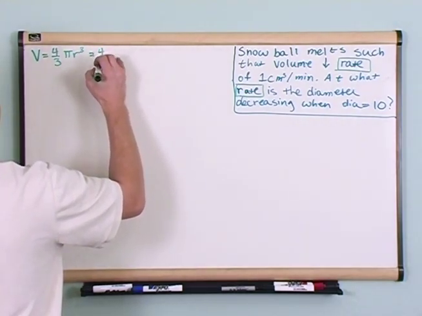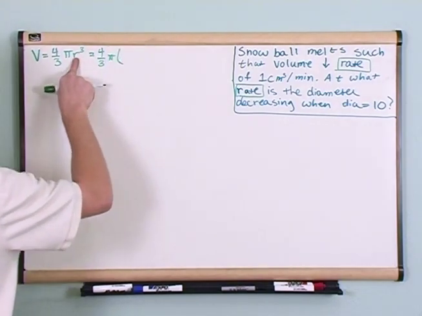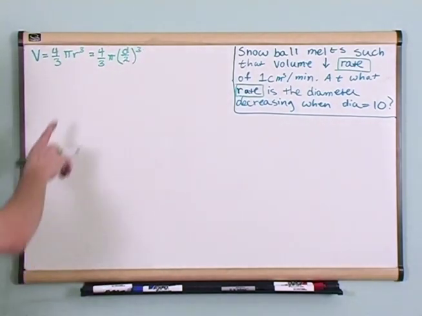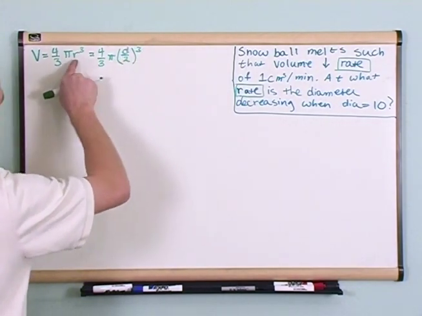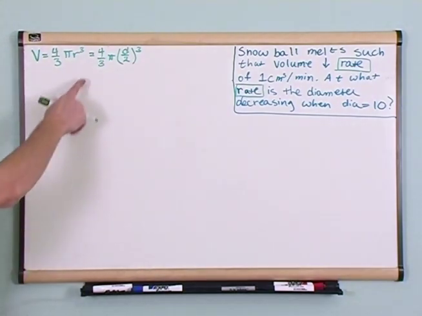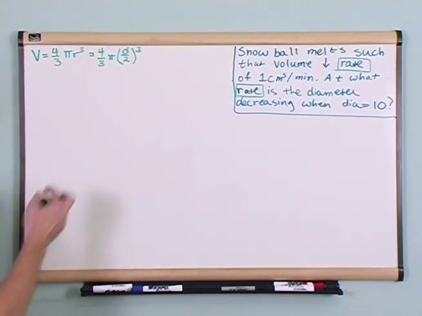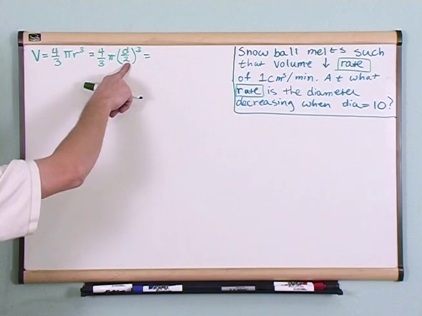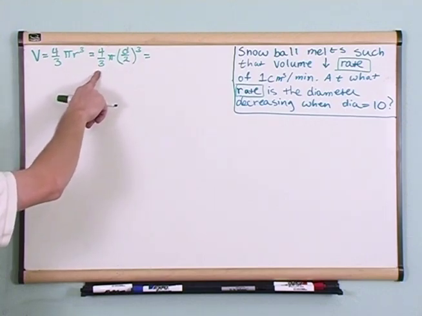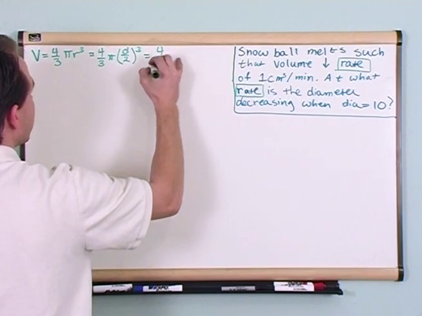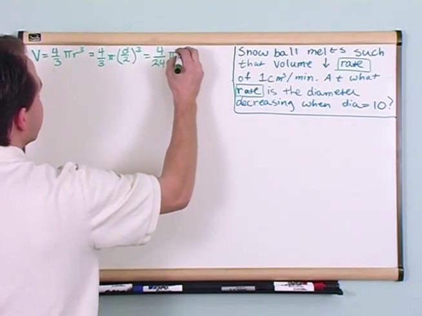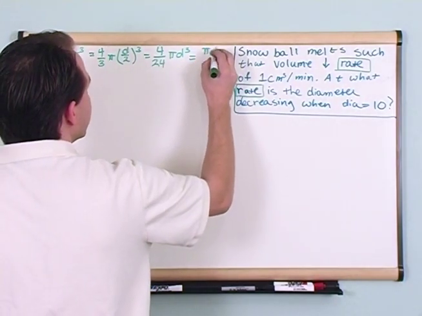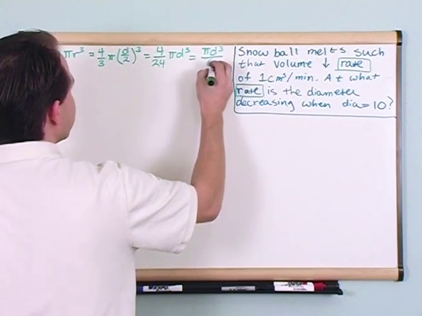It's going to be 4/3 pi, and the radius is simply the diameter over 2, cubed. All I did was change the radius to diameter over 2, which is equal to the radius. So these formulas are equivalent. I've just written it in terms of the diameter. In the end, you'll have a d cubed and a 2 cubed, which gives you an 8, and 8 times 3 is 24. So you'll have 4/24 pi d cubed. When you simplify this further, you'll have pi d cubed over 6.